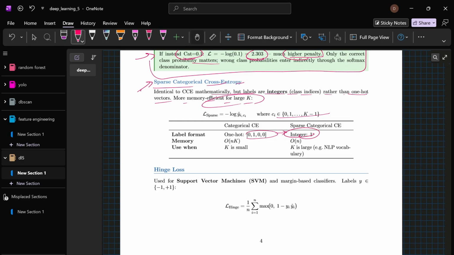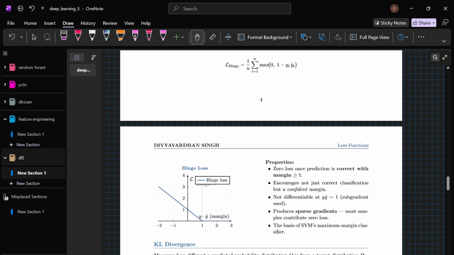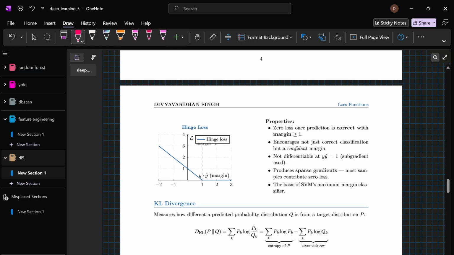Okay, we have hinge loss also. This one comes from the world of support vector machines, with labels +1 and -1. We have covered hinge loss completely in the support vector machine part.